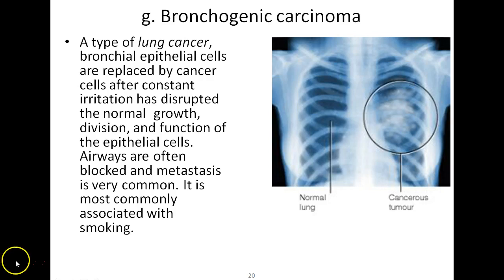Yet another homeostatic imbalance of the respiratory system is going to be bronchogenic carcinoma, in other words, a type of lung cancer. Lung cancer occurs when epithelial cells become replaced by cancer cells. And this lung cancer is a highly aggressive and frequently fatal disease, and that's going to originate in the epithelium of the respiratory system. Again, smoking causes roughly about 85% of all lung cancers.